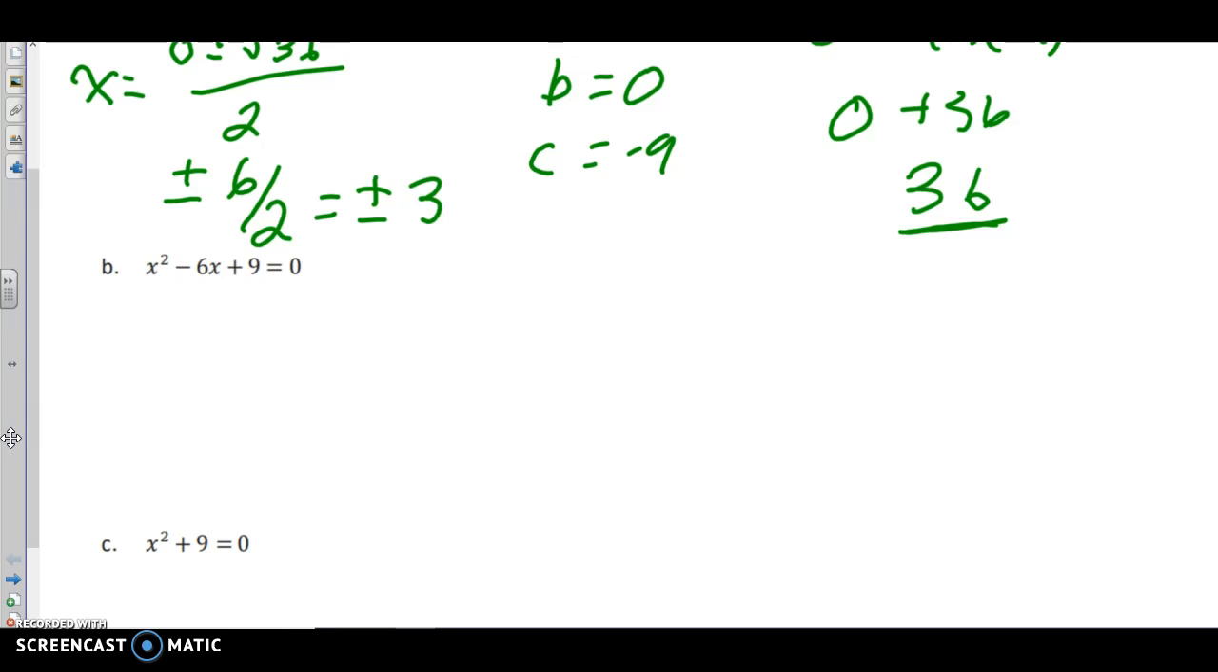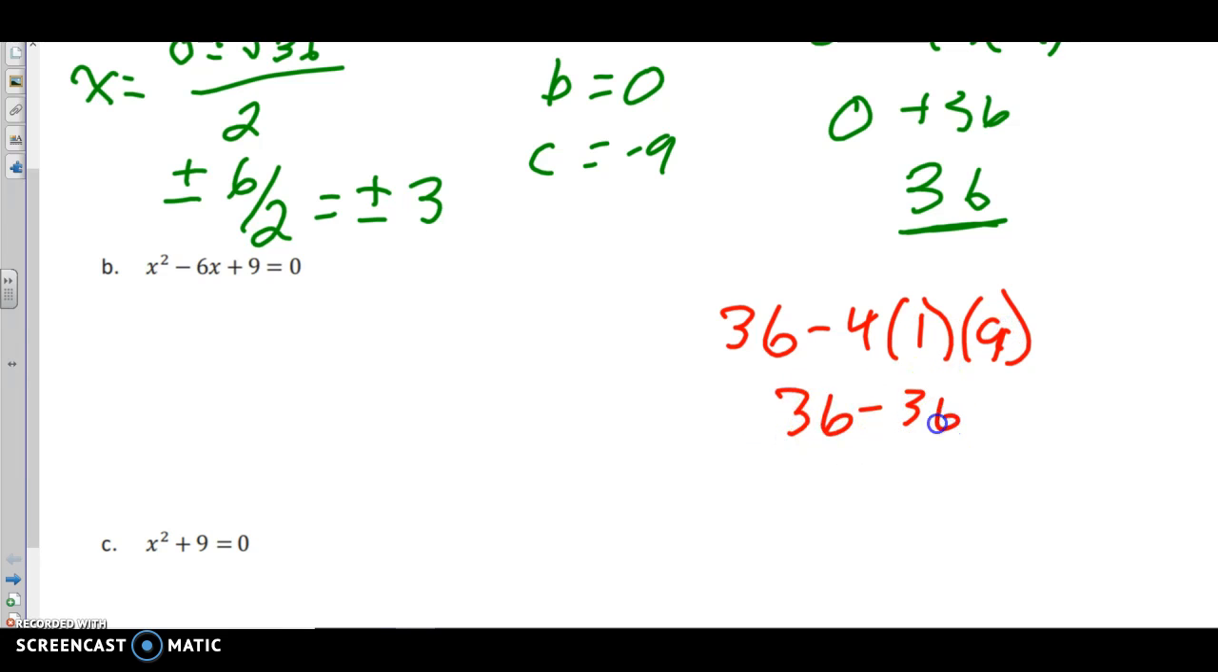For part B, my discriminant value again is b squared, so b being -6, -6 squared is 36, minus 4 times a, which is 1, times c, which is 9. 36 minus 36, which is 0. So my discriminant value is 0.